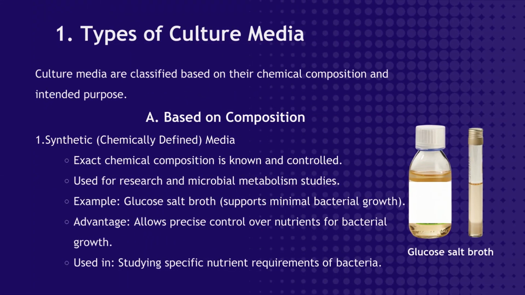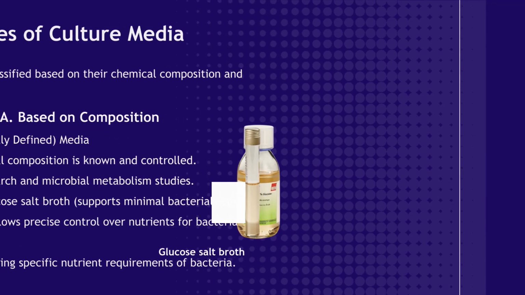Types of culture media. Culture media are classified based on their chemical composition and intended purpose. Based on composition, synthetic, chemically defined media: exact chemical composition is known and controlled, used for research and microbial metabolism studies. Example: glucose salt broth supports minimal bacterial growth. Advantage: allows precise control over nutrients for bacterial growth. Used in studying specific nutrient requirements of bacteria.